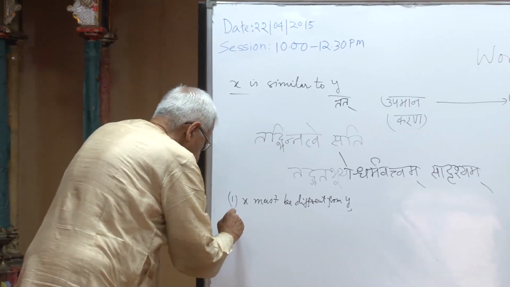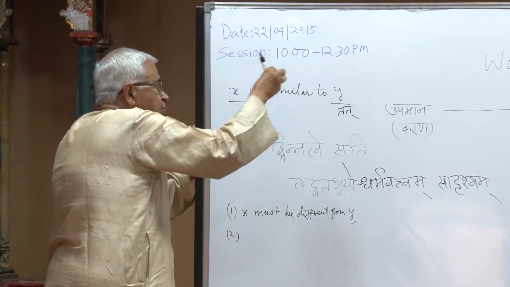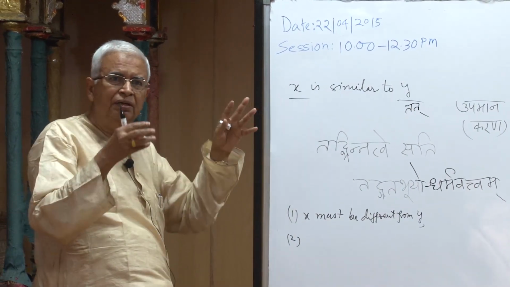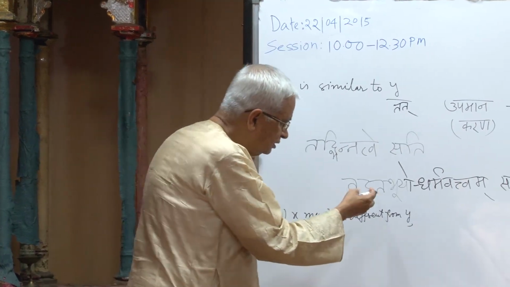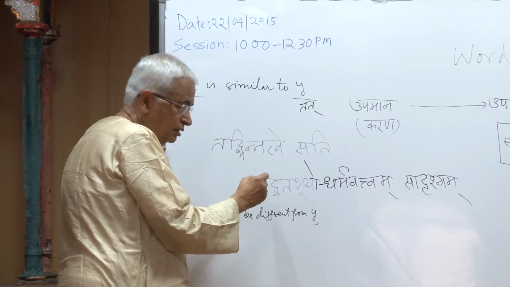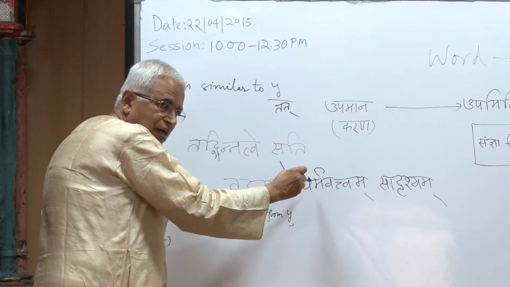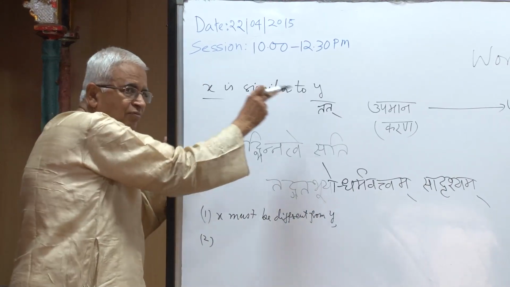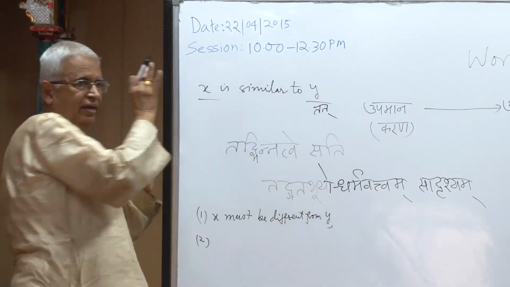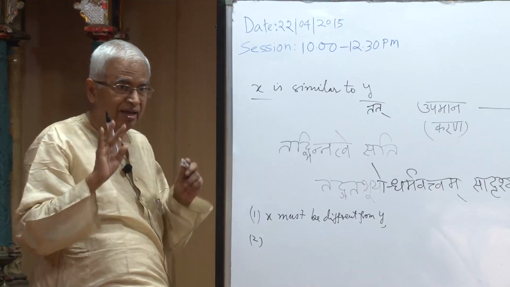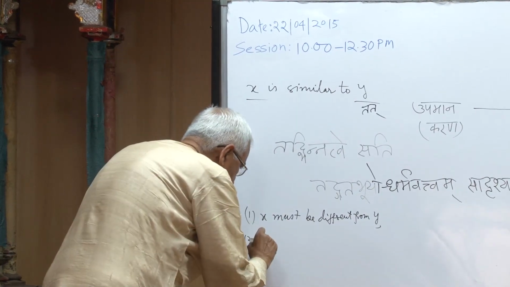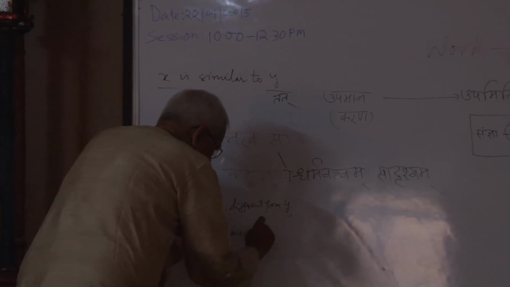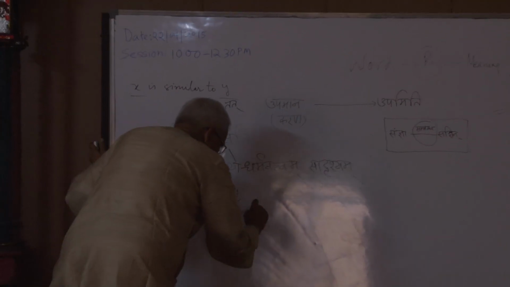Number two, X must share many properties of Y. In X, there have to be many properties of Y. So, tadgata, Y-gata, tat is Y, bhuya means many, dharma. So, many dharmas of Y should be here. So, it should be different from Y, number one, and it should have many properties of Y. Then I can say X is similar to Y. So, X must share good many properties of Y.